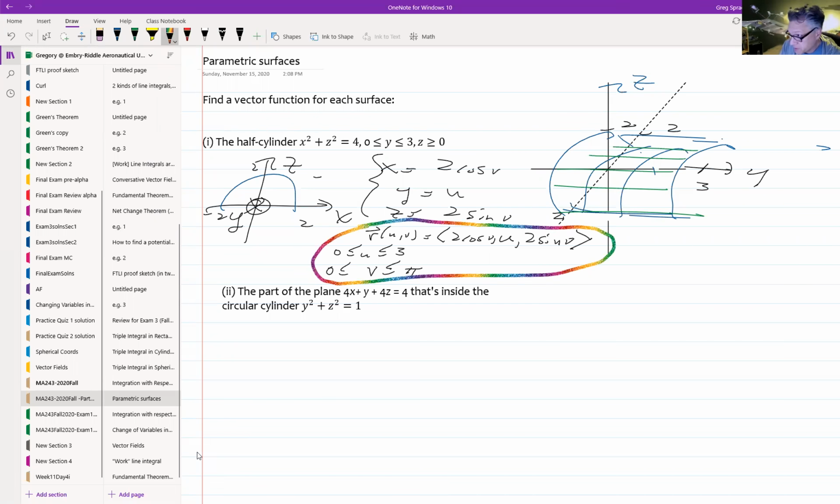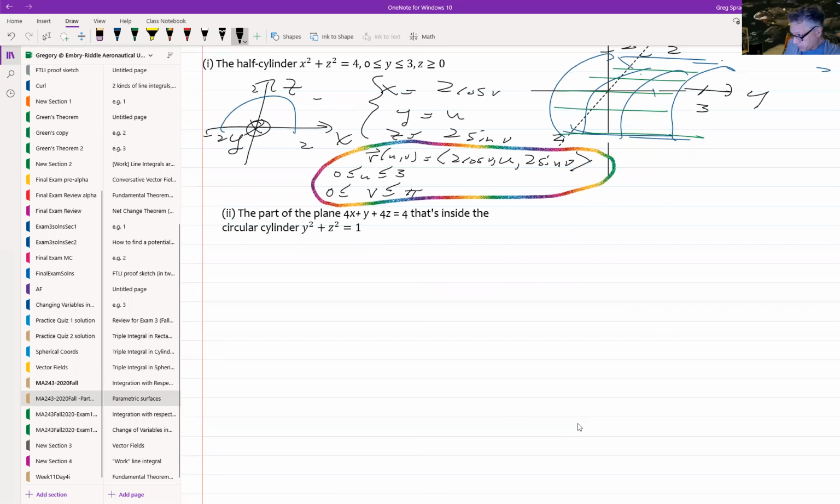Now, it is possible to do that problem without using sines or cosines, but it's a bad idea. It's a really bad idea. One reason is if you have to do something with this surface, like integrate over it, and you have garbage like square root of 4 minus z squared or something, the derivatives are real messy. And so please use sines and cosines.